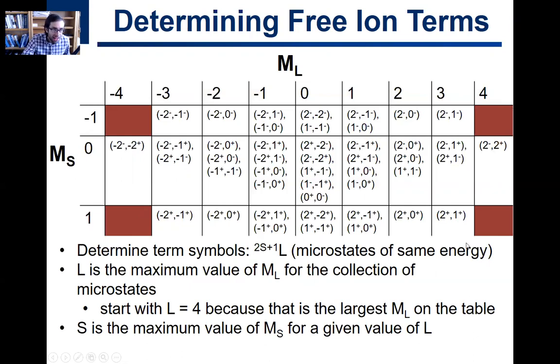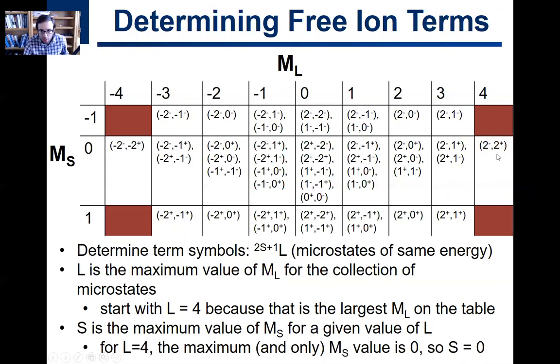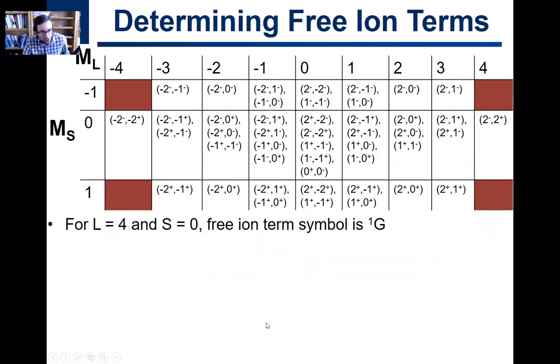Then for that L value, we're going to look for the maximum M sub S, and we call that S, okay? And so for L equals 4, what's the maximum S? Well, there's no S of 1. That was this boxed out term here. So the maximum M sub S for when L equals 4 is 0. That's what this is. For L equals 4, the maximum and only M sub S value is 0. So S equals 0. Okay? So we would call that free ion term singlet G.